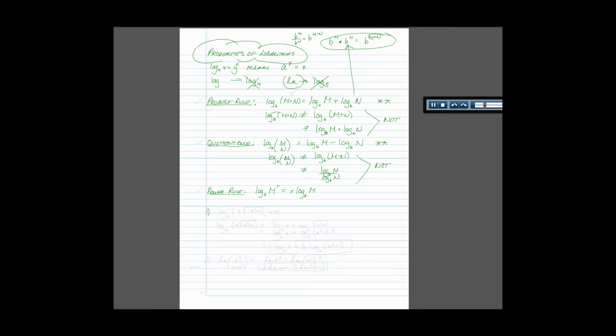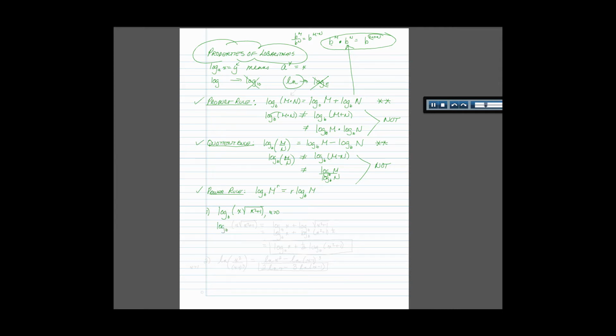Example 1, it says write log base b of x times square root of x squared plus 1, with x being greater than 0, as a sum of logarithms. Express all powers as factors. So let's start breaking it down using those three rules. So here we go.